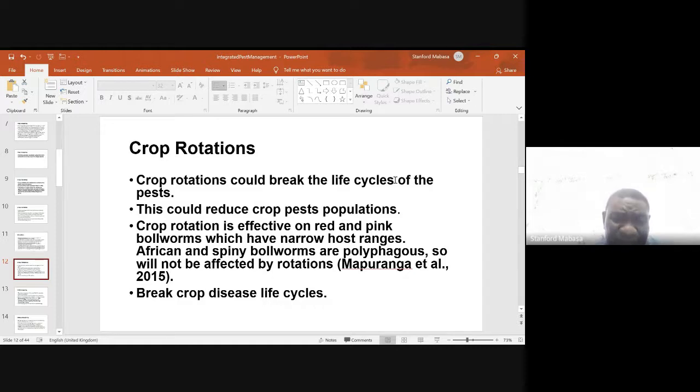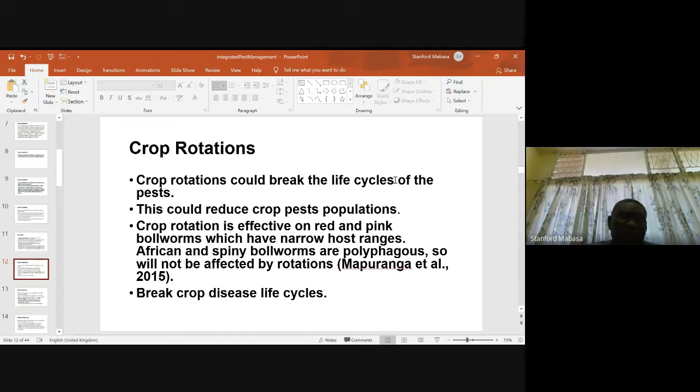Crop rotations can also break disease life cycles. And I'm sure these crop rotations can also affect weed life cycles.